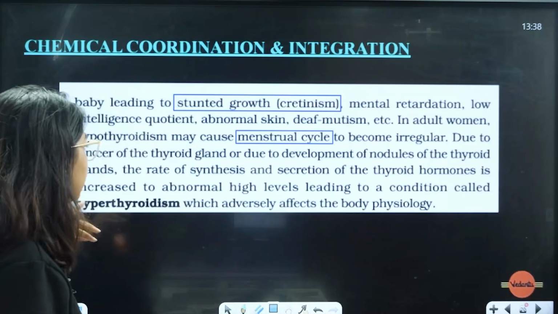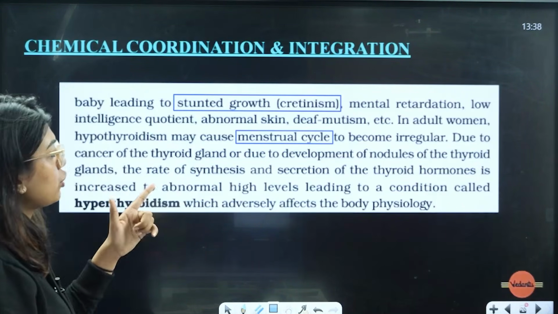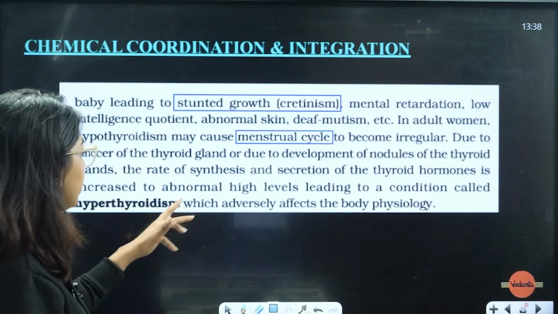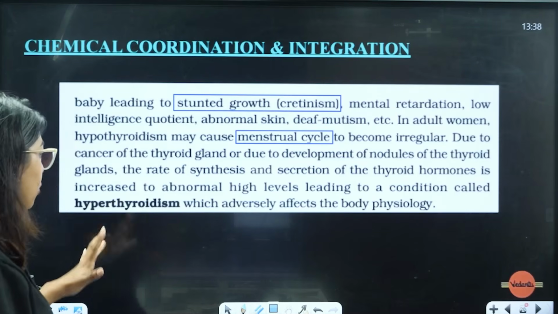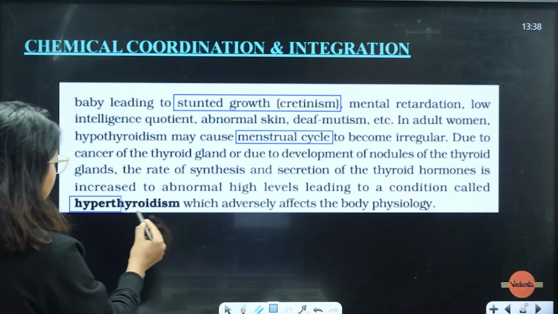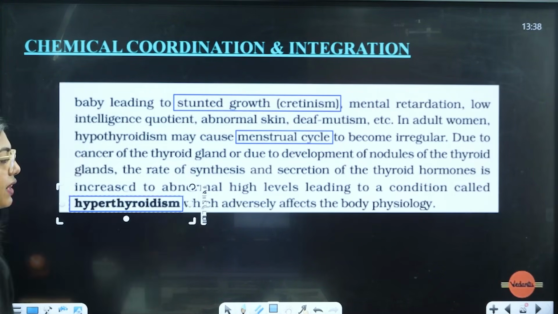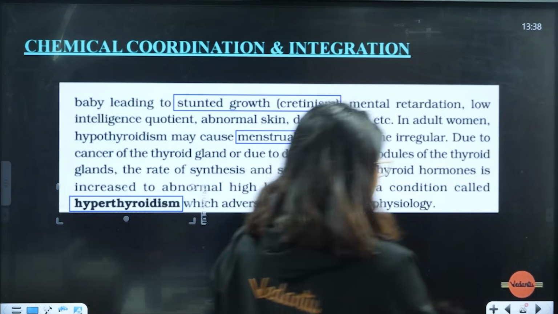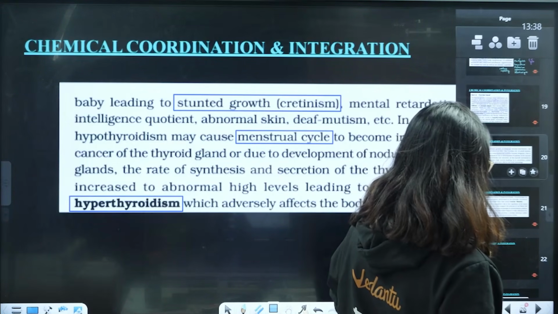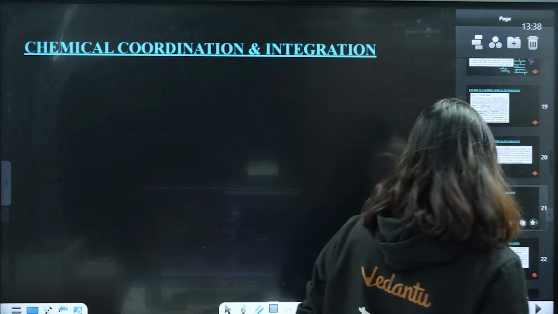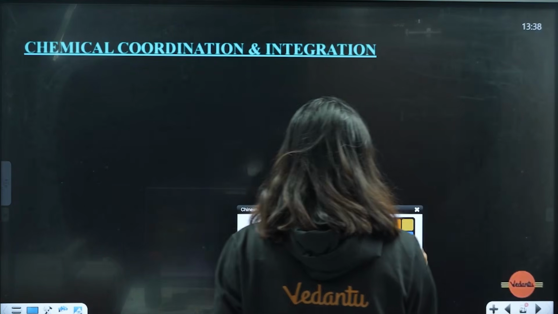Now, due to cancer of the thyroid gland or due to the development of nodules, the rate of synthesis and secretion will be abnormal, leading to hyperthyroidism, which adversely affects the body physiology. We will write it and then you will understand everything, because if I just read NCERT, you're not going to understand. So, your thyroid gland.